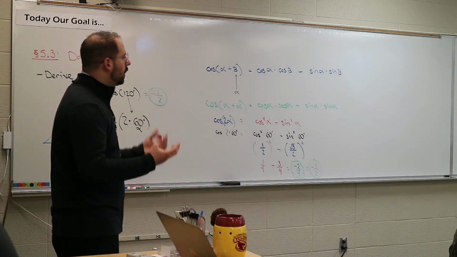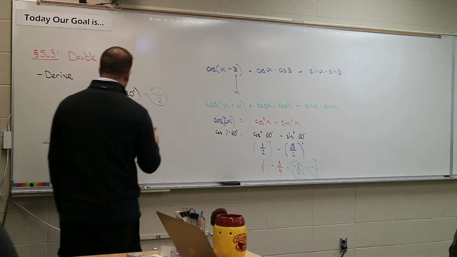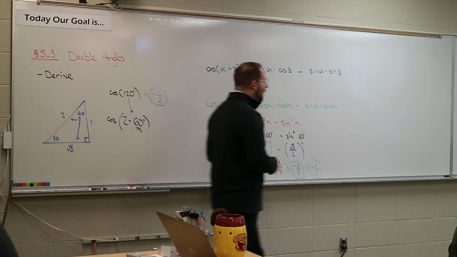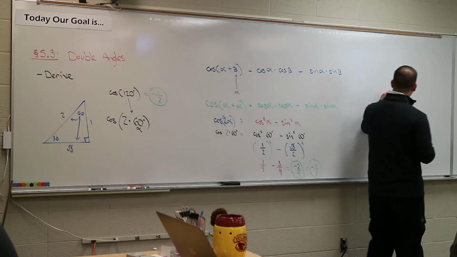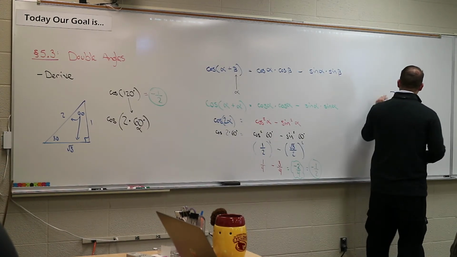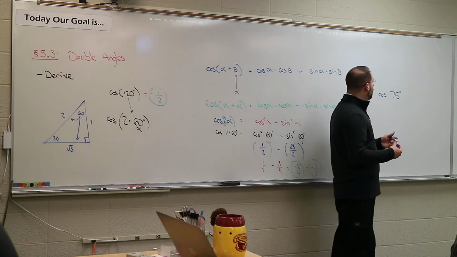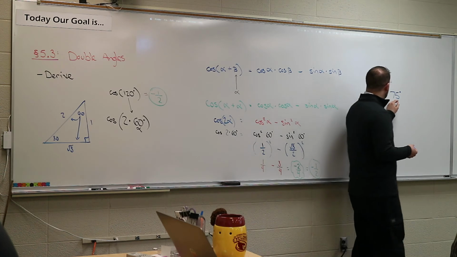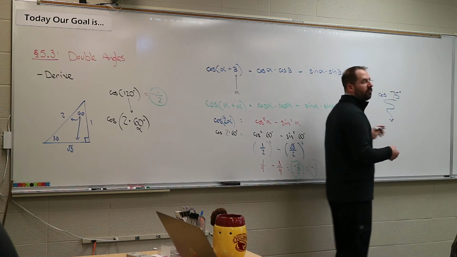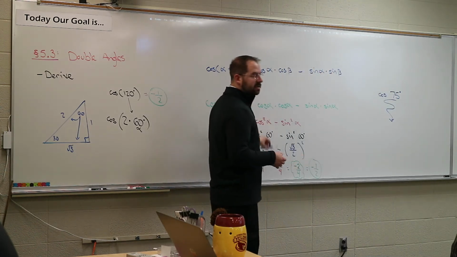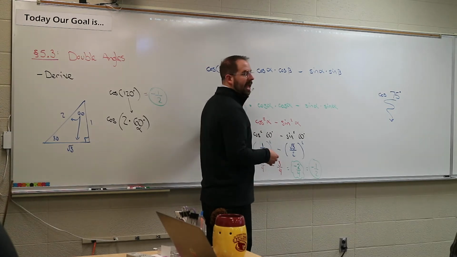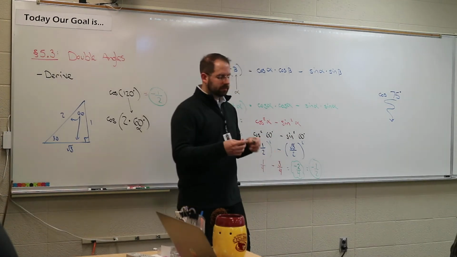Like for instance, with 75s. I know a lot of the time last week, some of the problems in the book used cosine of 75. Those angles, we can eventually use some form of this, some form of a double angle, to actually solve.